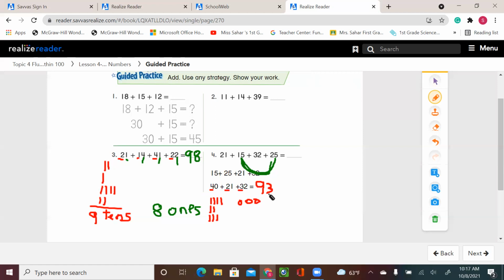So 21 plus 15 plus 32 plus 25. Don't worry, it looks like big numbers, but all you need to do is use the right strategies or the right way that you think is easy for you. So in this question, it was really good that I used 2 strategies together. I changed the order of the addends to make tens, and then I broke the tens, like break apart. So I have the tens separate and the ones, and then I add and I get my answer.